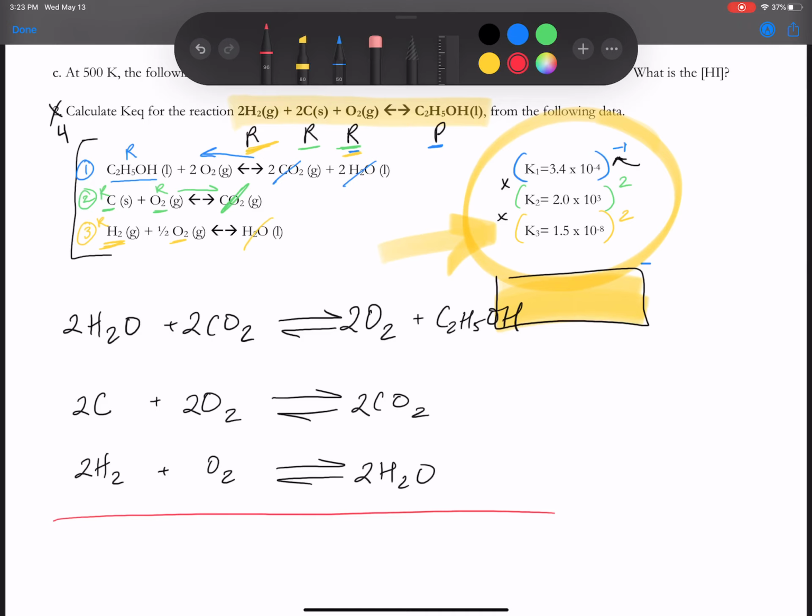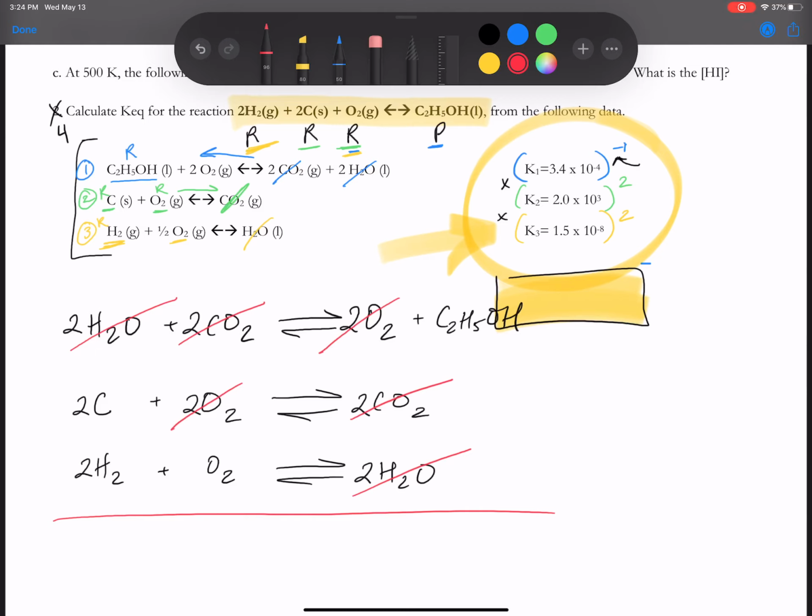That means I don't need them. So I immediately see 2 H2O as a reactant and 2 H2O as a product. H2O is gone, and I had 2 for both, so I don't have any left over. I also see a 2 CO2 and a 2 CO2. Those cancel out. I don't have any left over. Notice how my oxygens canceled. I have 2 O2 as a product, and I have 2 O2 as a reactant.